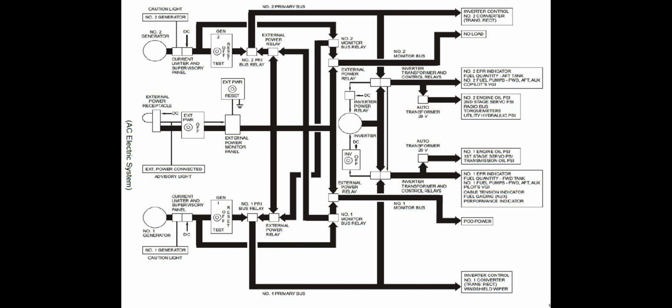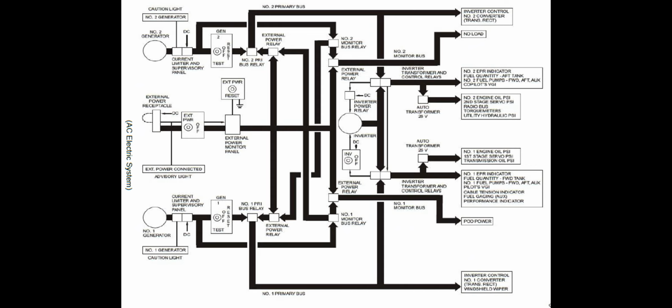Auto transformers. Three transformers located in the attic each receive power from a respective AC primary bus when energized, or receive power from the ground inverter when the AC primary buses are not energized. Auto transformers step AC voltage down from 115 volts to 26 volts for operation of some engine and navigational instruments.